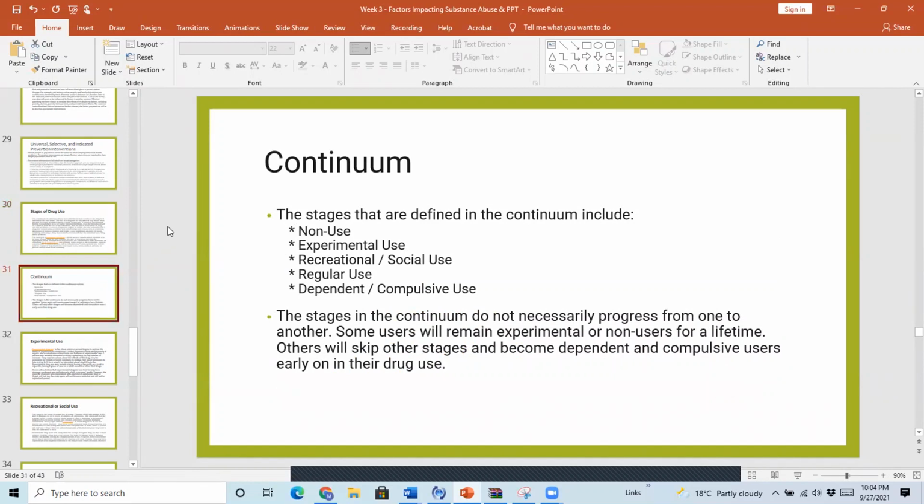So the stages are defined in the continuum, starting with non-use. So you're not using. The second step is experimental use. You're going to try it out a little bit, to see out of curiosity what it's all about. Recreational, it becomes not something so novel, it's not new to you, but you use it here and there. Social, you only do it when you're with your friends. But when you start using regularly, it becomes a different situation. And then that regular use leads to you becoming dependent, compulsive, and addicted.